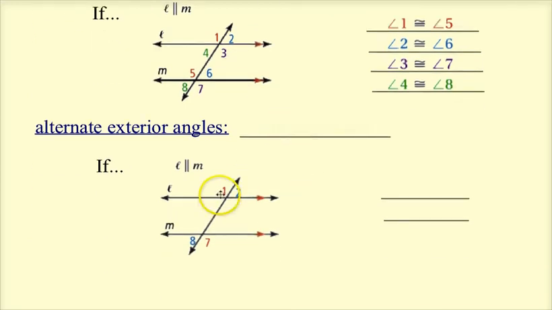My exterior angles are outside of the parallel lines, so 1, 2, 7, and 8. My alternate exterior angles are also going to be congruent to each other. So L is parallel to M again. 1 and 7 are alternate exterior angles, they're congruent. 2 and 8 are alternate exterior angles. They are congruent to each other. So angle 1 is congruent to angle 7, and angle 2 is congruent to angle 8.